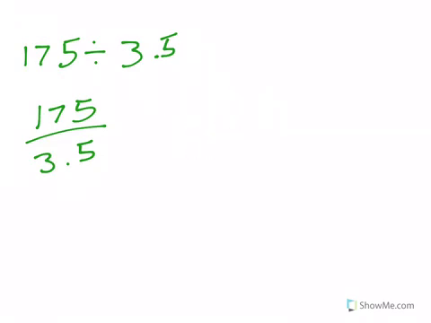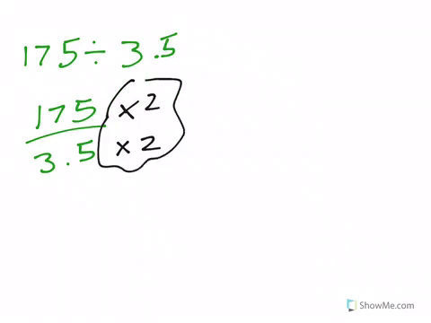Absolutely right. But seeing that this is 0.5 or half, if I have 2 halves, that's going to give me a whole. And so in this case, I'm going to use my constant, or my magic number, and I'm going to multiply by 2.